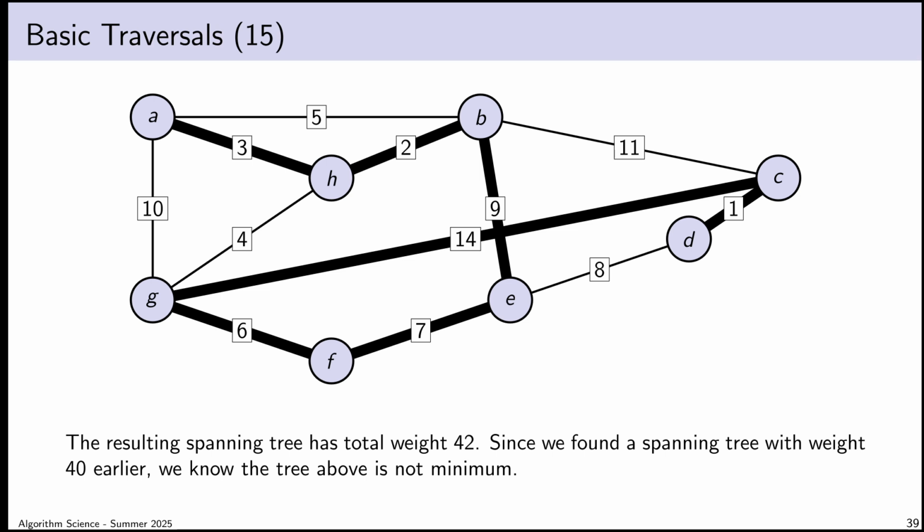Now, earlier we saw that we could create a spanning tree with weight 40, so this is not a minimum weight spanning tree. So it's clearly not going to be one because we've already seen a spanning tree with lower total weight.